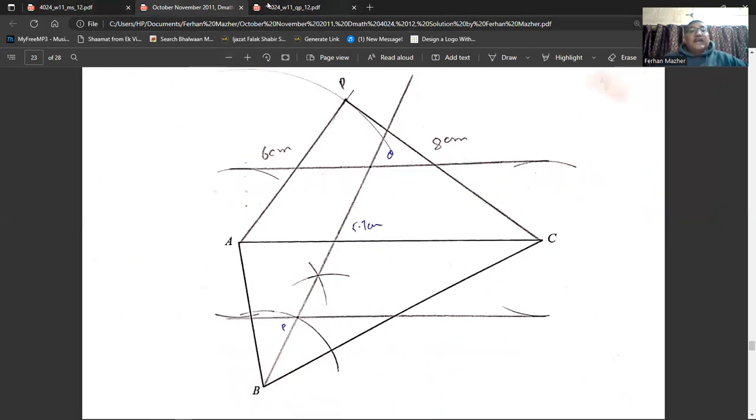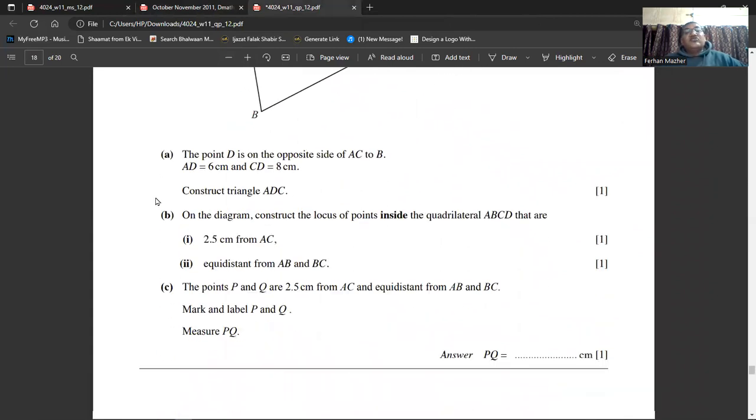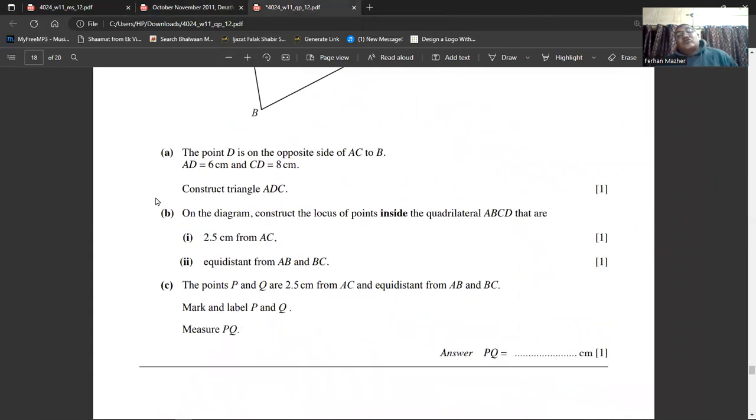I hope you understand. And then their question is, on the diagram, construct the locus of the point inside the quadrilateral ABCD that are 2.5 centimeter from AC. If you have a constant distance from a line, you will draw a line parallel to that line. So 2.5 centimeter from the line AC.